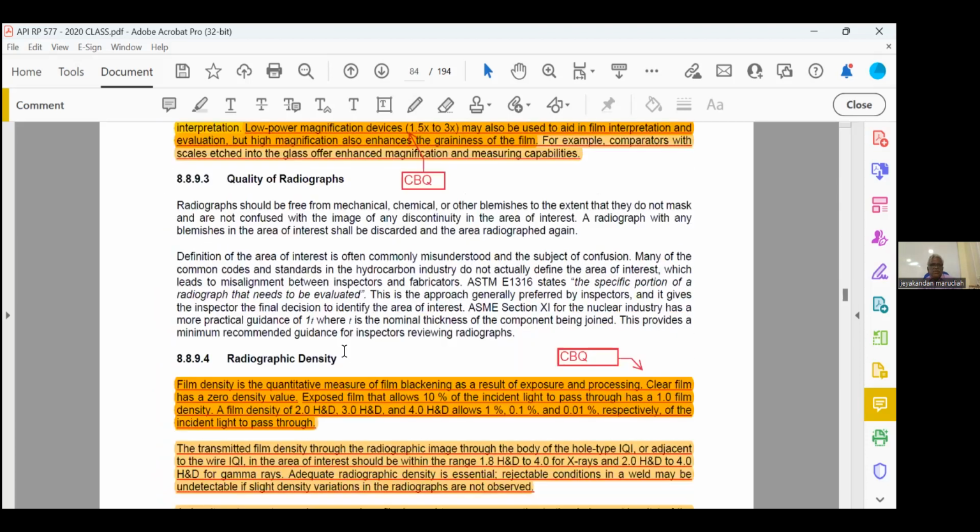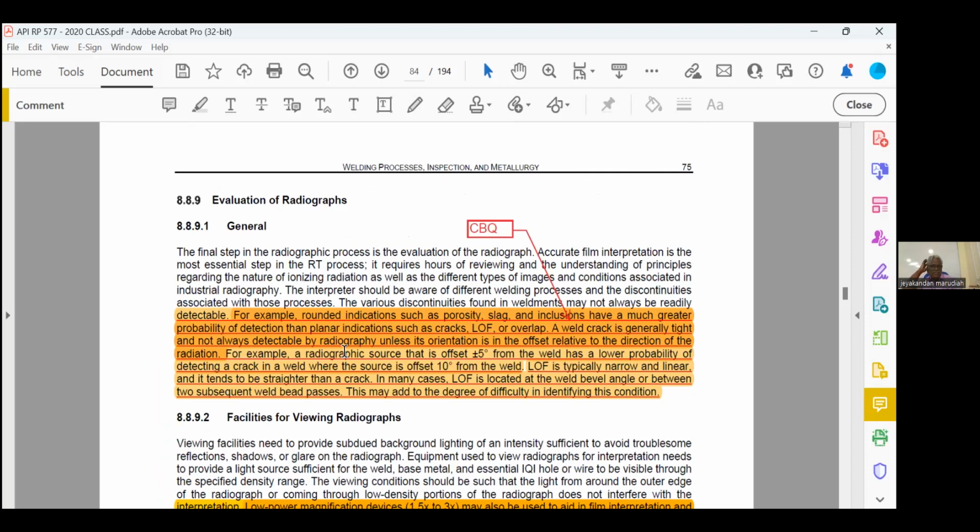Then these are not important. Then please go to page number 75. See, suppose they ask which of the following discontinuities RT can miss or RT cannot detect, the answer is crack, lack of fusion, lack of penetration. Generally, RT easily detects volumetric defects. Volumetric means slag, porosity, undercut. These they will easily get.